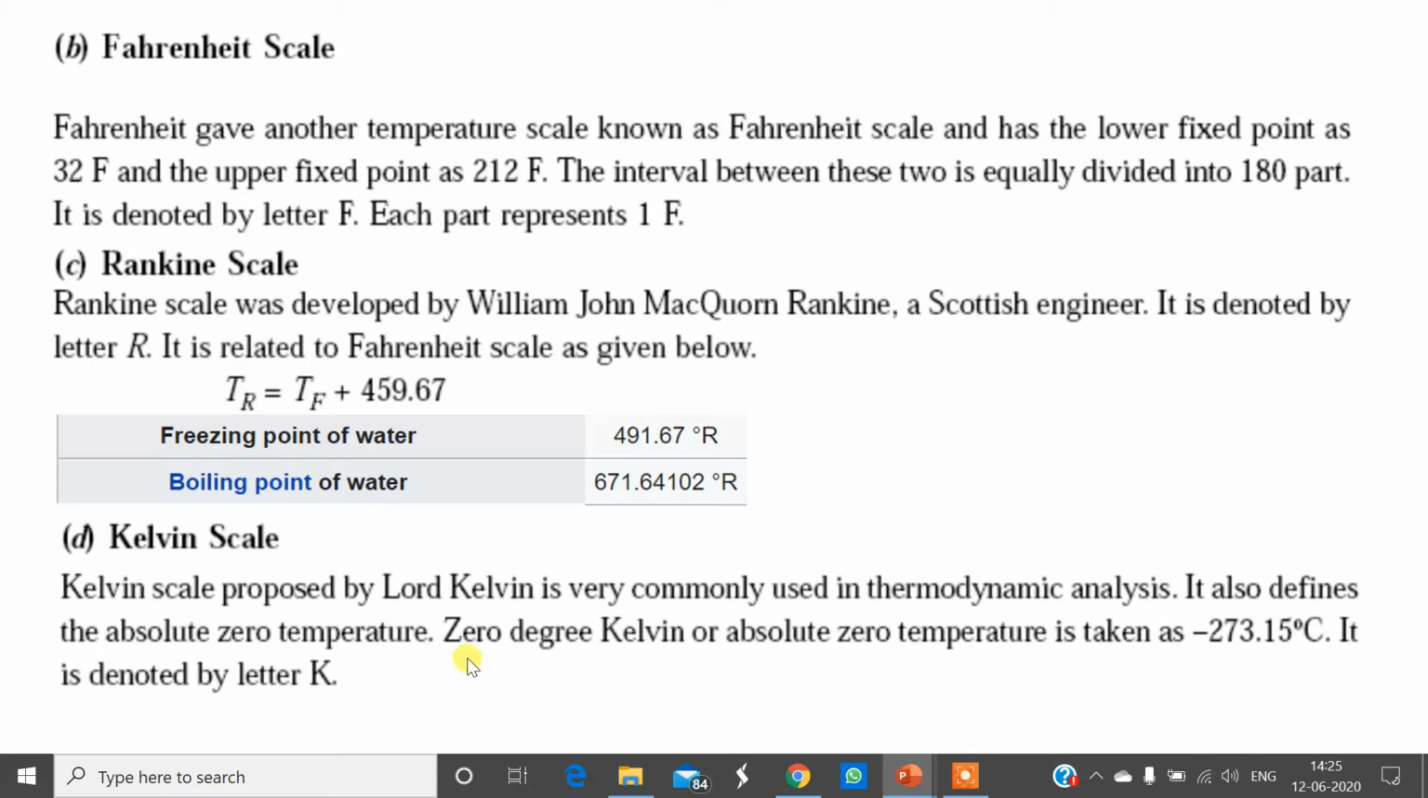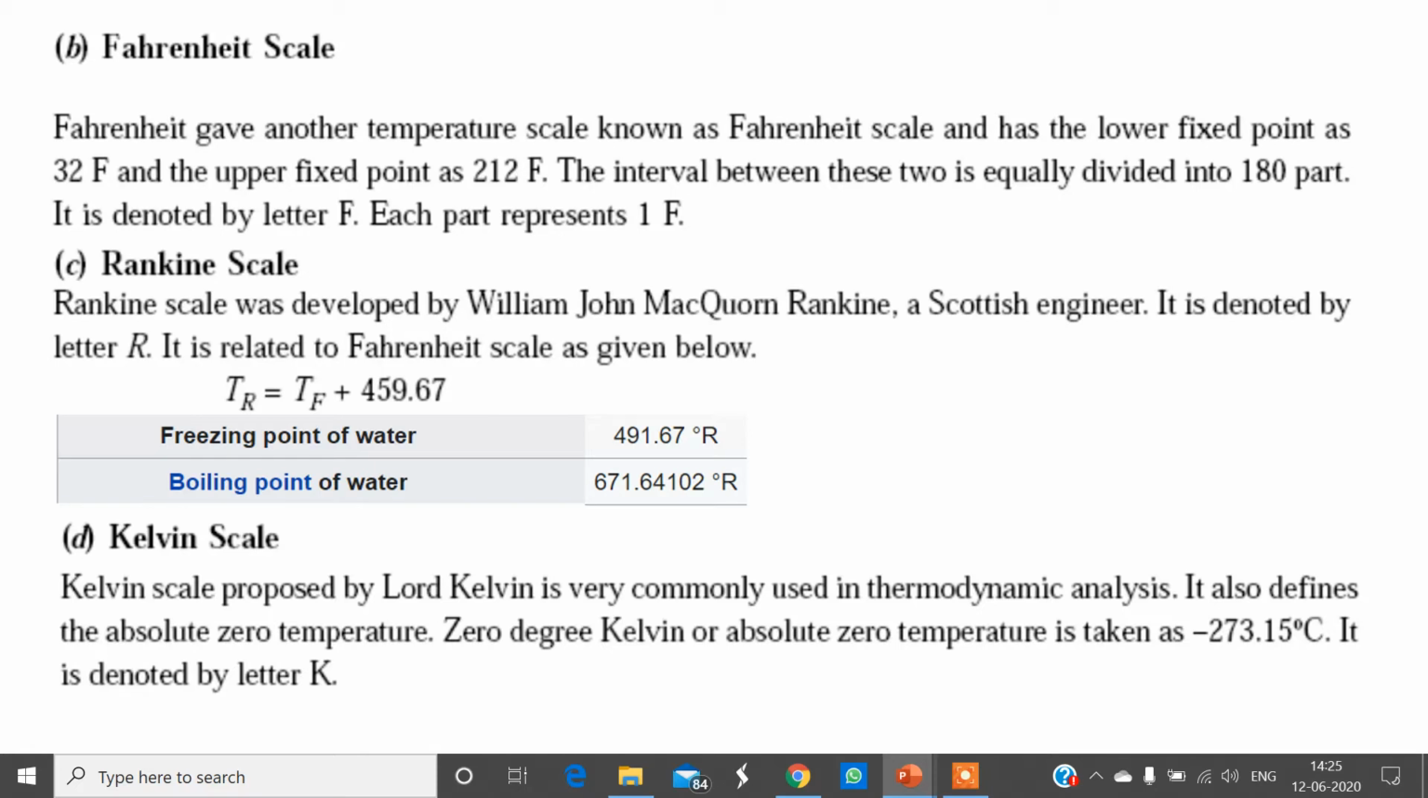Kelvin scale was proposed by Lord Kelvin. This Kelvin scale is commonly used in thermodynamic analysis. It also defines the absolute zero temperature. The 0 degree Kelvin or the absolute zero temperature is taken as minus 273.15 degrees Celsius. Look at here, it is degree Celsius. Absolute zero temperature is considered as 0 Kelvin, and 0 Kelvin is equal to minus 273.15 degrees Celsius.